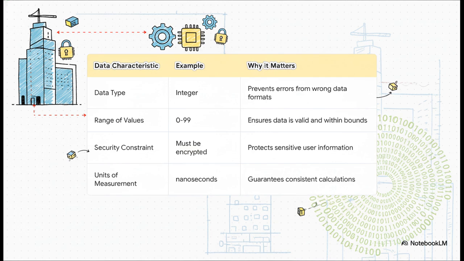The SDD makes you define every last characteristic of that data. I mean, just look at this table. For a single piece of information, you have to define its data type, its valid range of values, any security rules, even its units of measurement. This level of insane detail is how you prevent mistakes and make sure every piece of the puzzle is speaking the exact same language.